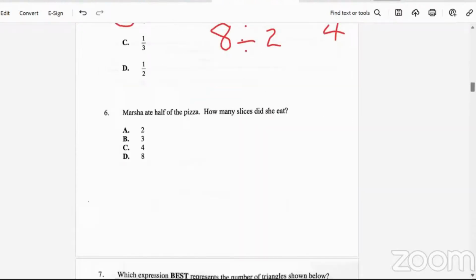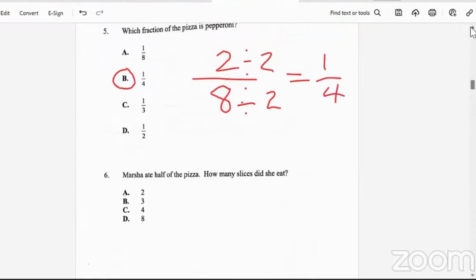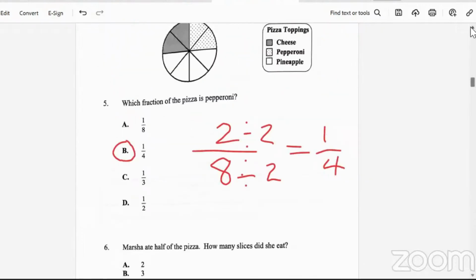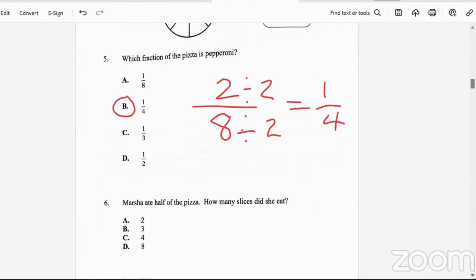All right, question 6 relates to that same diagram. Marsha ate half of the pizza. How many slices did she eat? So again, we have to find out how many slices there were in all. As we did before, we counted, and there are 8 slices. So all we have to figure out now is how much is half of 8.